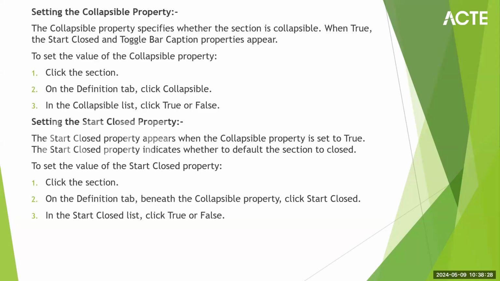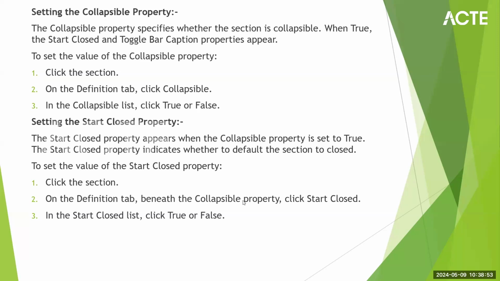Set in the collapsible property. The collapsible property specifies whether the section is collapsible. When true, the start closed and toggle bar caption properties appear. Start closed is given below.